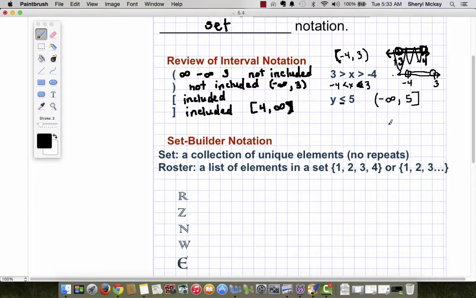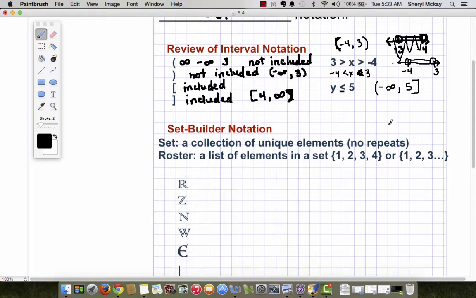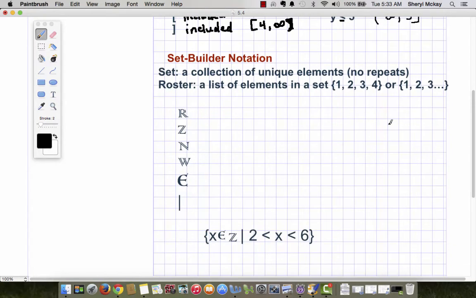Now, let's talk about set builder notation, or for short, set notation. First of all, a set is a collection of unique elements, meaning there are no repeats. And when we usually look at sets, like when we were listing the domain, we would list them in a roster, a list of elements, and we use these curly braces.